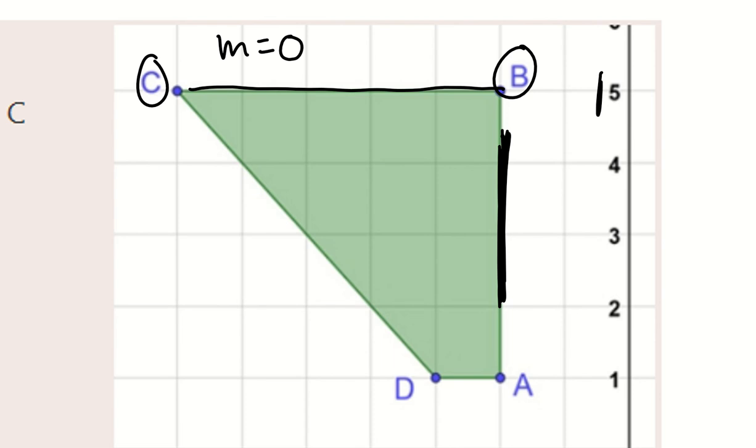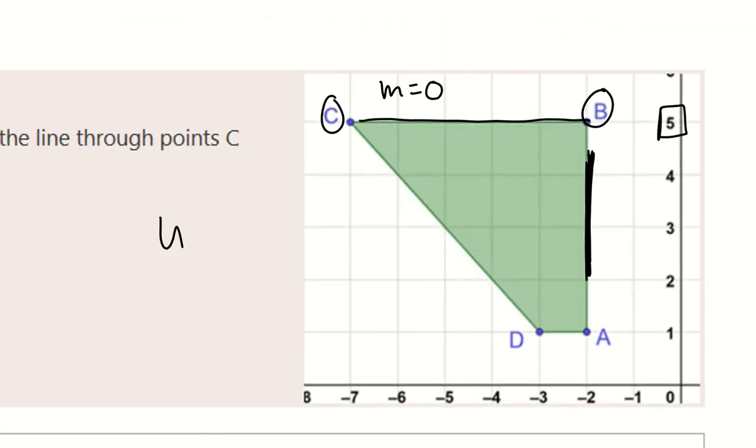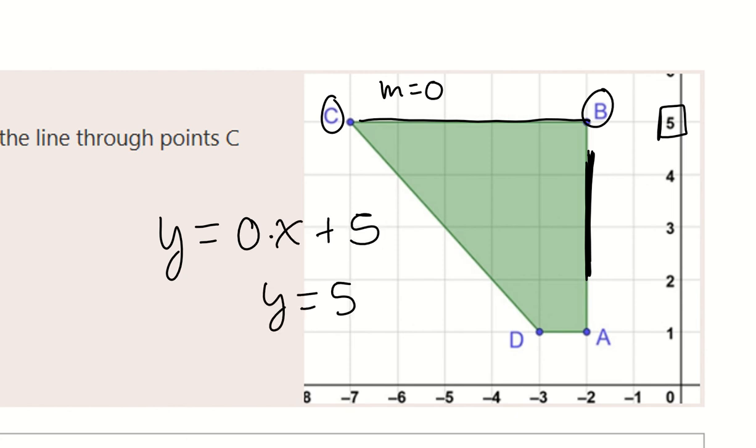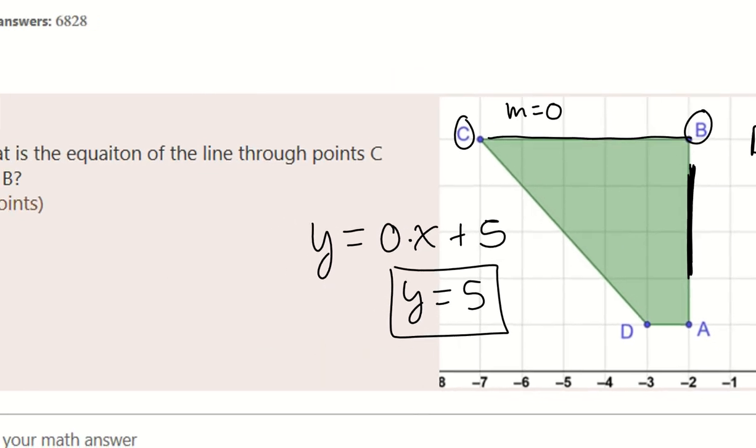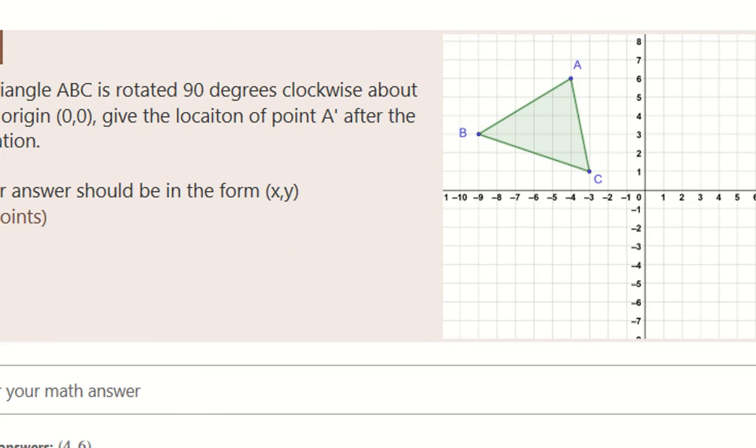And the y-intercept of this is the number 5. So I can write this, right? Well, I'm going to simplify this. I can say y equals m, my slope, times x, and then plus 5, the y-intercept, or just simply y is 5. So this is what I was looking for. The answer is y is 5. Moving on.